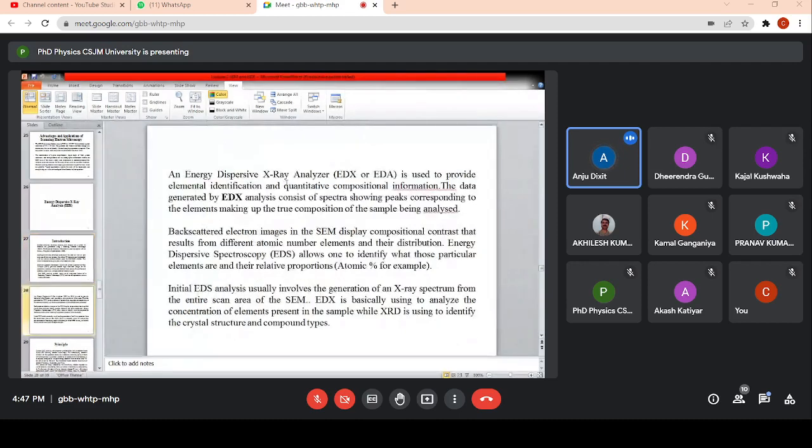an energy dispersive X-ray analyzer is used to provide elemental identification and quantitative compositional information. The data generated by EDX analysis consists of spectra showing peaks corresponding to the elements making up the true composition of the sample being analyzed.